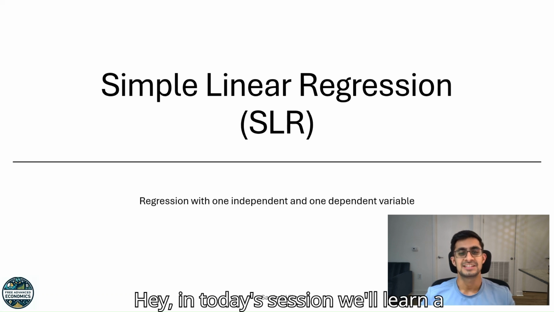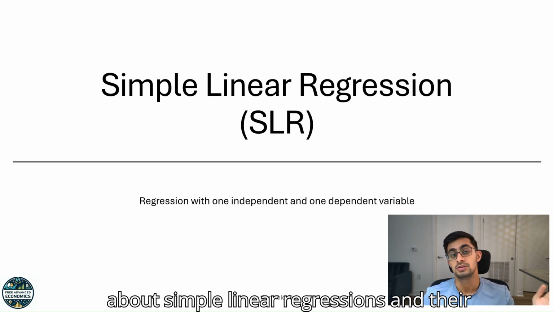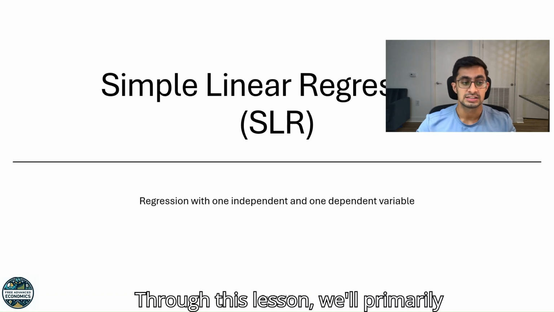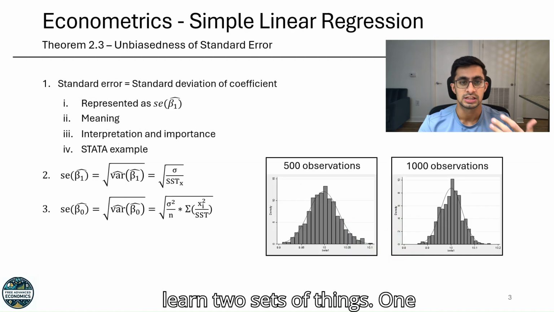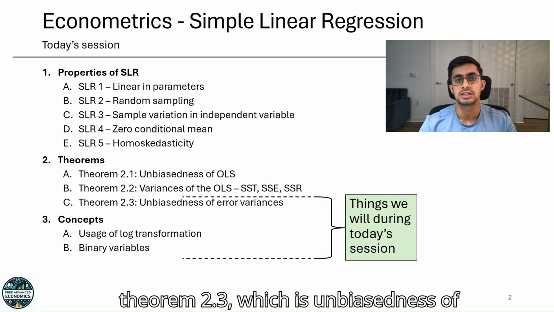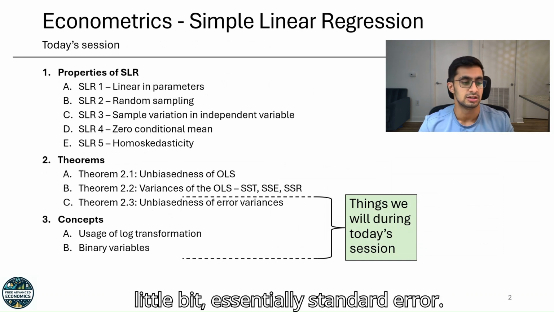Hey, in today's session, we learn a little more about the concepts that we learned in our last session, which was about simple linear regressions and their properties. Through this lesson, we'll primarily learn two sets of things. One, Theorem 2.3, which is unbiasedness of error variances. I'll tell you exactly what we mean by error variances in a little bit.